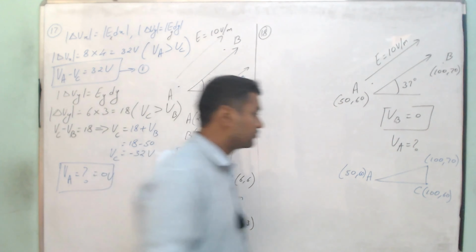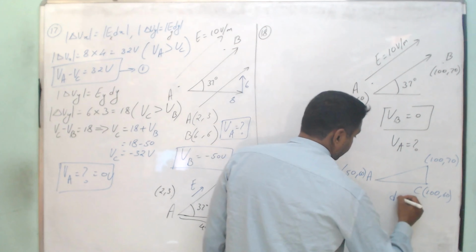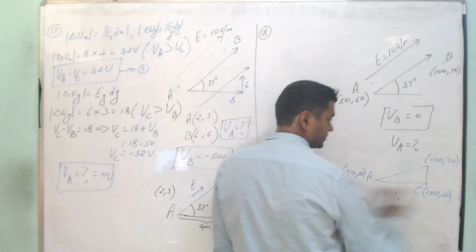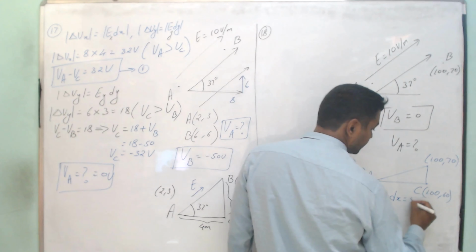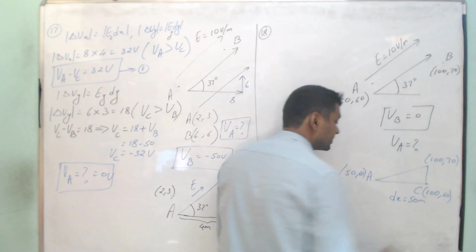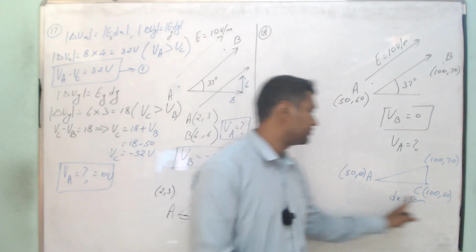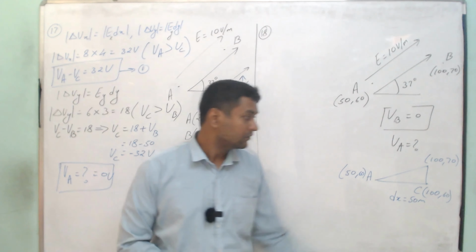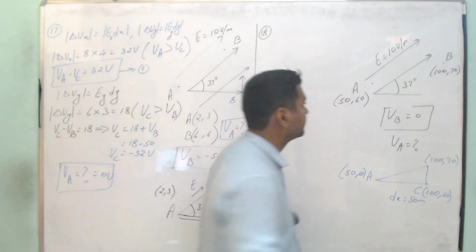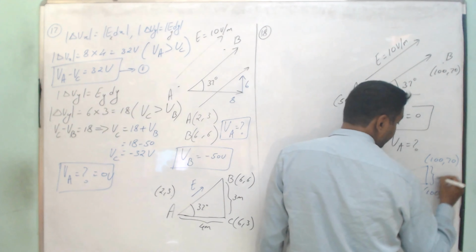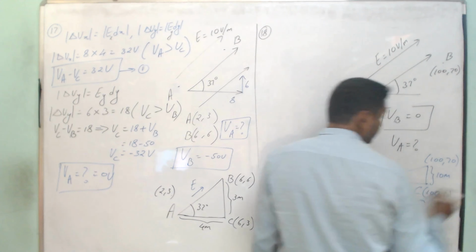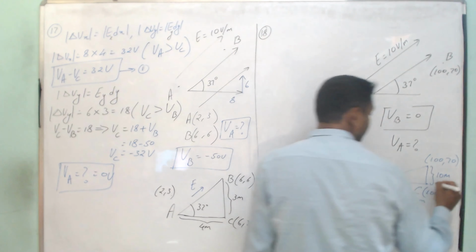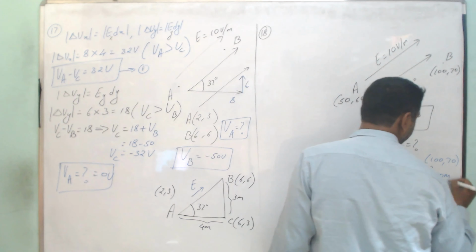So what is dx or delta x over here? 50 meters, because we are going from 50 to 100. What is dy? We are going from 60 to 70, 10 meters. That is our dy. Is this clear?